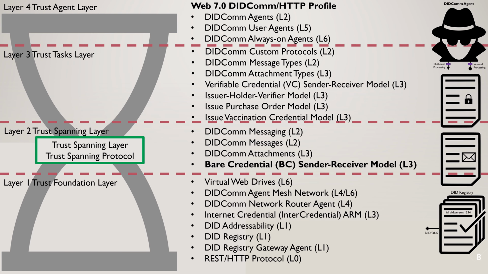Here, when we look at the Web 7.0 Trust Spanning Layer framework, where do bare credentials live? Bare credentials live in layer 2, the trust spanning layer. They are as basic a concept as possible, as generic a concept as possible, as DIDComm messages and DIDComm messaging itself. And so it belongs in the thin part, the neck, if you will, of the hourglass model.